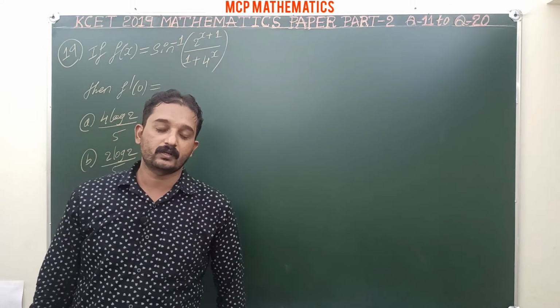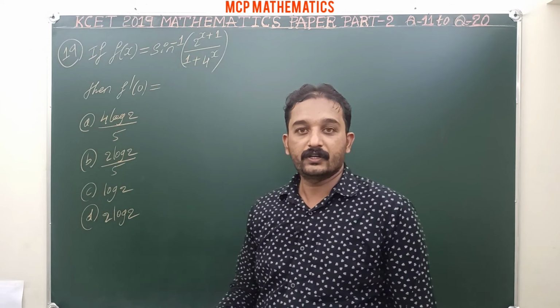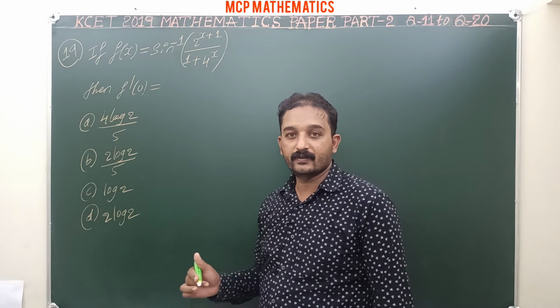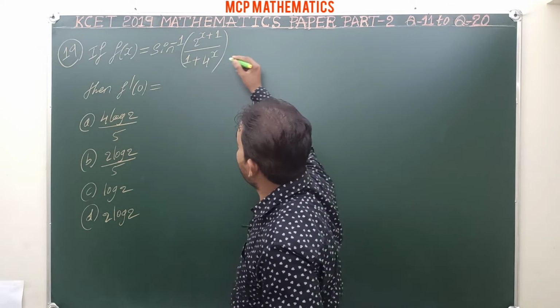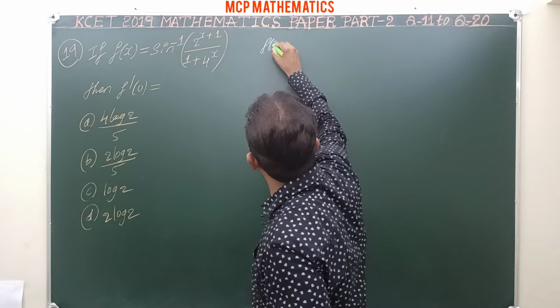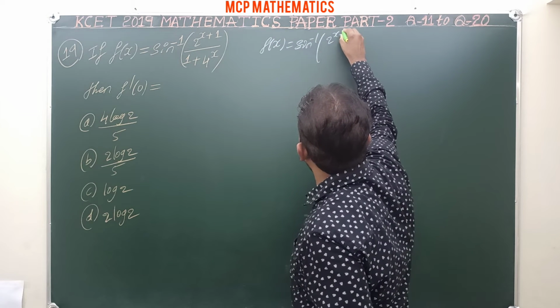Now let us move on to question number 19. Once again this question is based on the chapter continuity and differentiation, particularly differentiation of inverse trigonometric functions. Let us see the question here. f of x is equal to sine inverse of 2 power x plus 1.